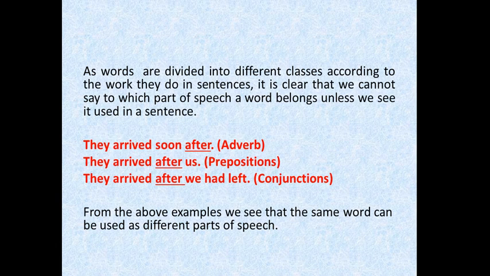For example, just see the given examples. They arrived soon after. Here the word "after" is used as an adverb. In the second one, they arrived after us. Here it is used as a preposition. They arrived after we had left. Here "after" has been used as a conjunction. So, the use and the work done by words in a sentence decides which part of speech they belong to. From the above examples, we see that the same word can be used as different parts of speech.